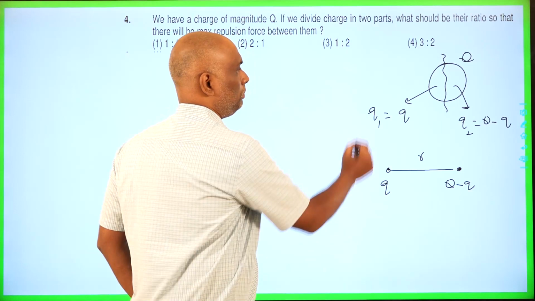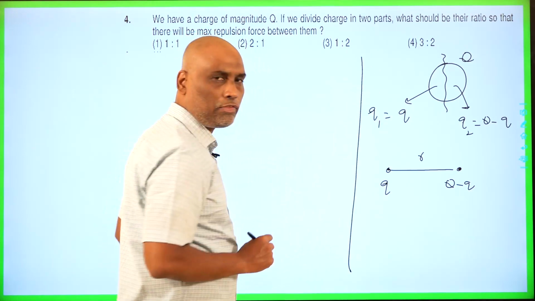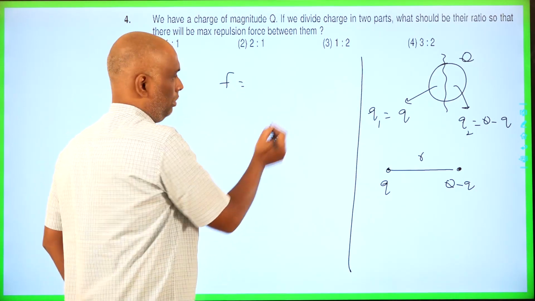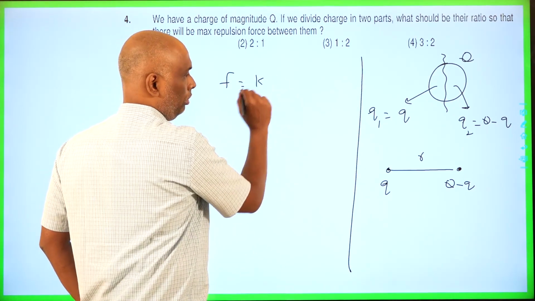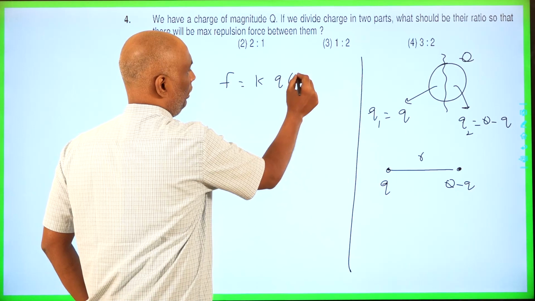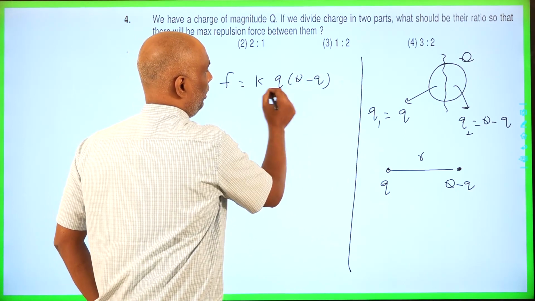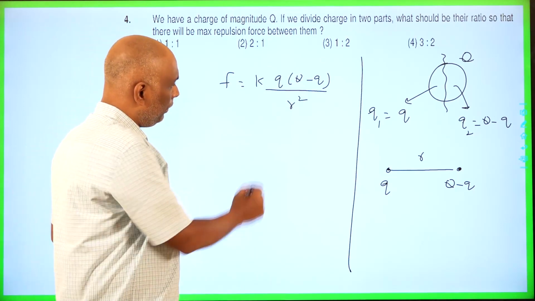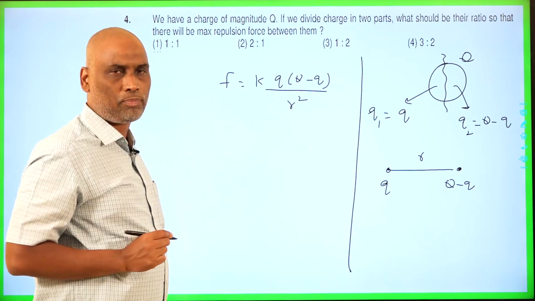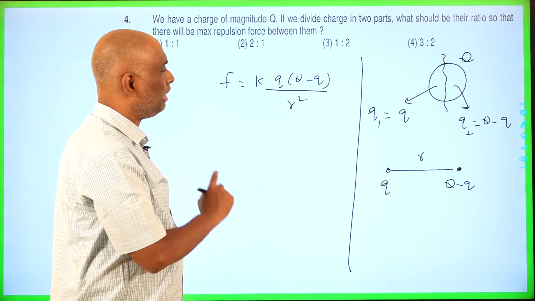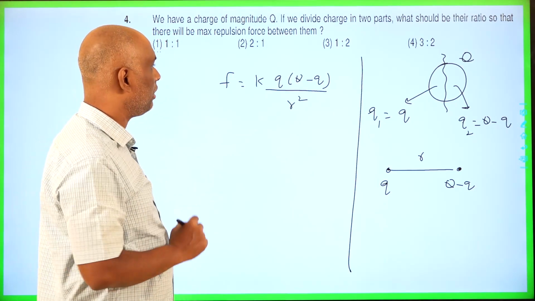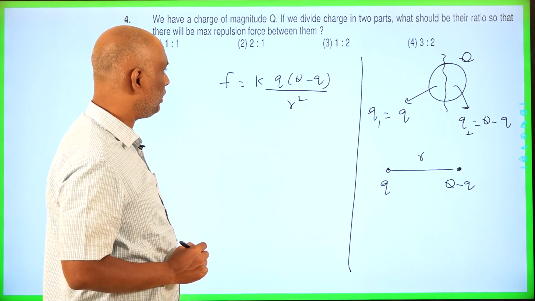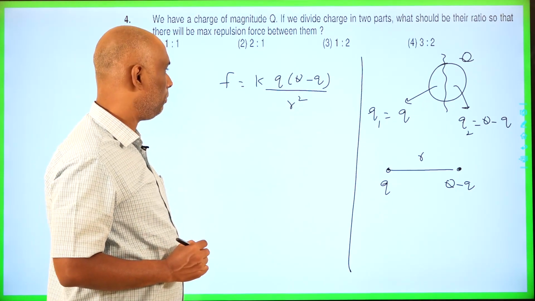So for these two point charges, the force of repulsion will be given by F equals K into the product of the charges, q into (Q minus q), divided by r square. For a given distance r, this K is constant. I have to find out the ratio of these two charges such that the force of repulsion will be maximum. Whenever F is maximum, the derivative of this function should be equal to 0.